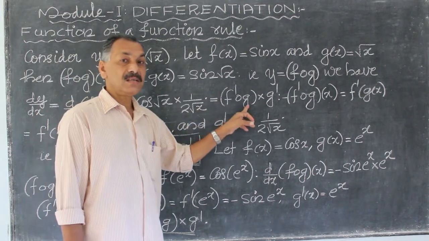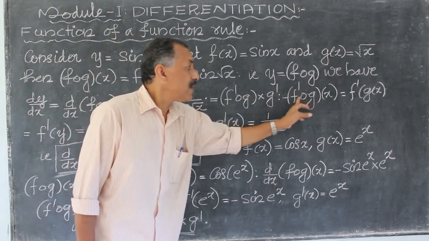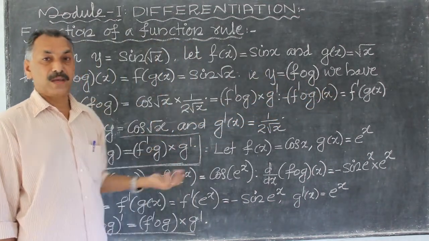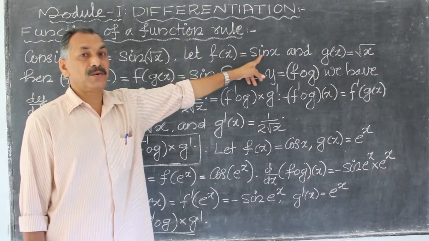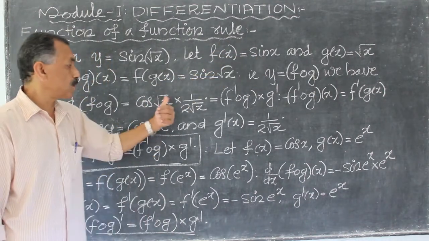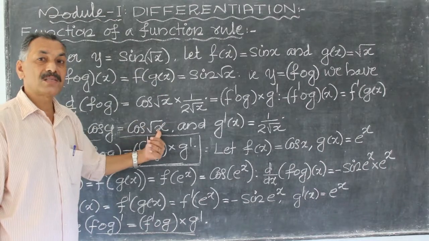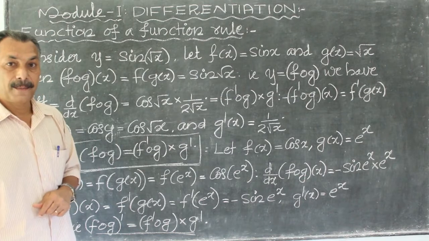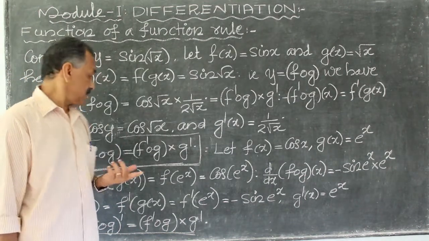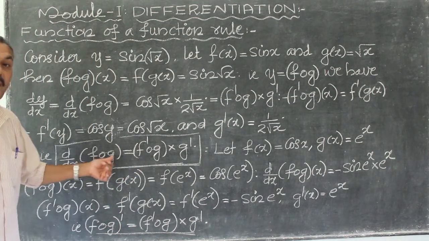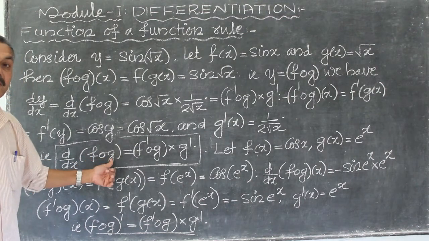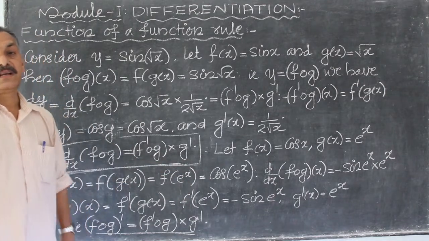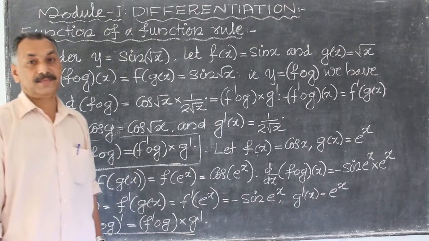What is f dash dot g? f dash dot g of x is equal to f dash of g of x, that is f dash of y. f dash x is the derivative of sin x, which is cos x. That is cos y, cos root x. Cos root x means f dash dot g into g dash. Second, that is a very important result: the derivative of f composition g, the derivative of f dot g, is equal to f dash dot g into g dash.